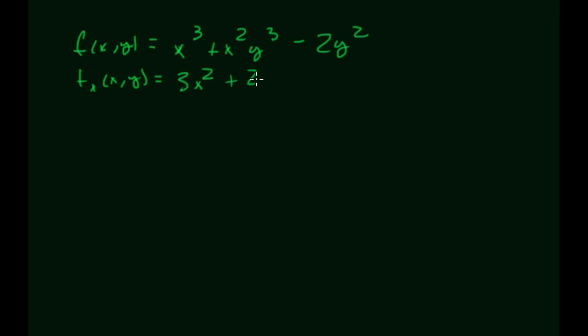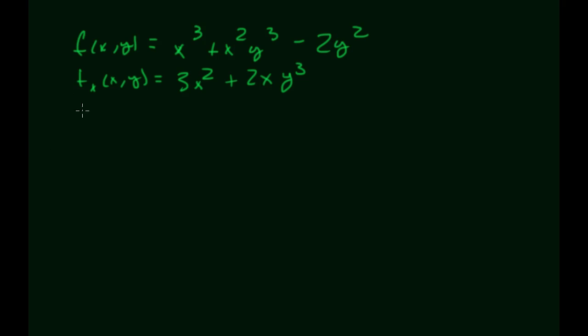Okay, so let's look at a couple of examples to see how this plays out in practice. Let's take the multivariate function f(x,y) is x cubed plus x squared y cubed minus 2y squared. If I take the partial with respect to x, I treat x like a variable and y as though it's a constant. So I'm going to get 3x squared plus 2xy cubed, and then this is just going to go to 0 because there's no x part.